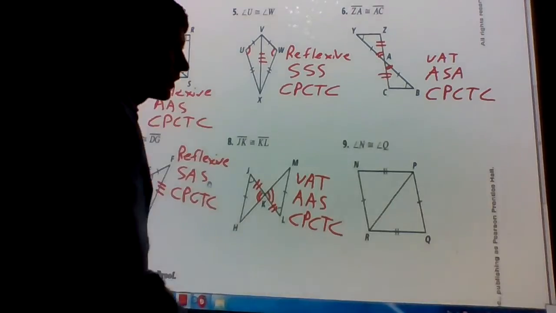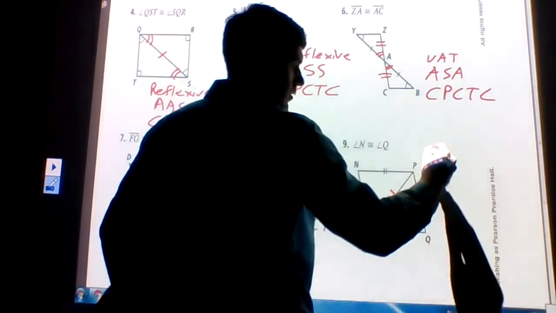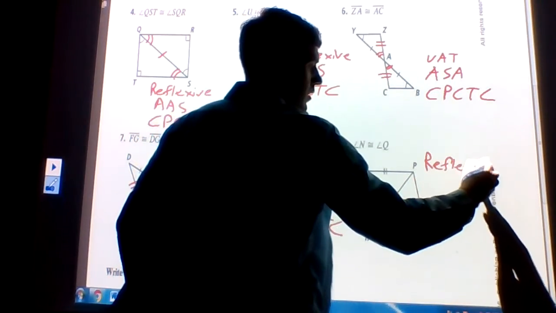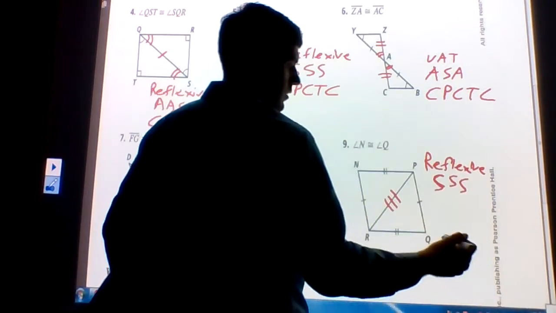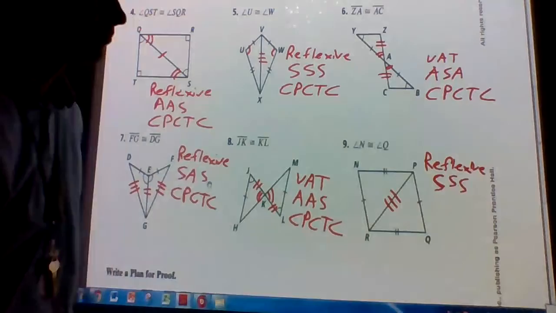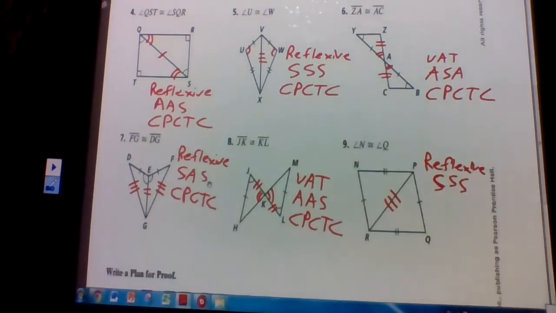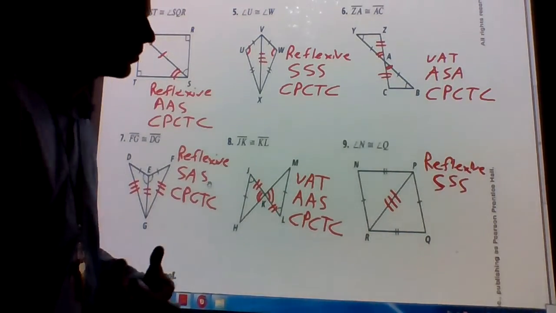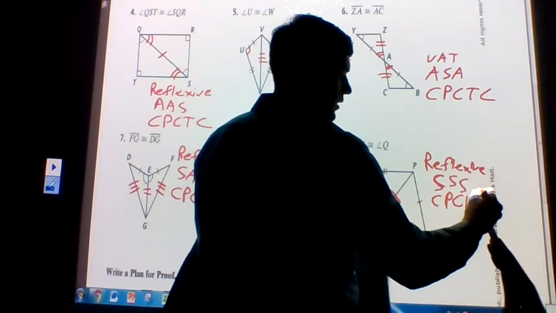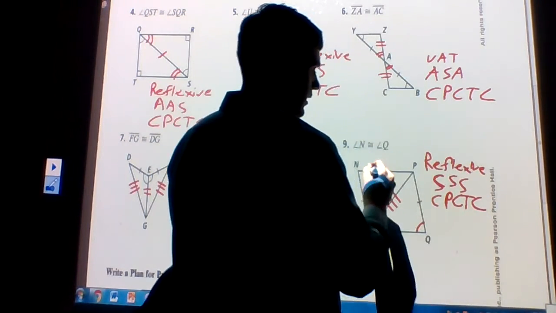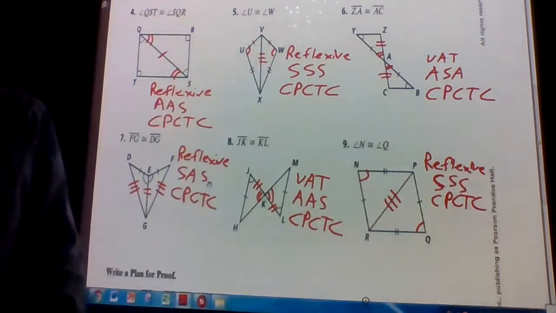Okay, here we have reflexive. And then we can use side, side, side. Right, that tells us the triangles are congruent. Once we know the triangles are congruent, we can use the corresponding parts of congruent triangles are congruent to show that angle N is congruent to angle Q.